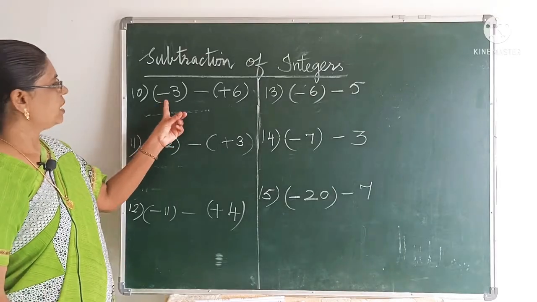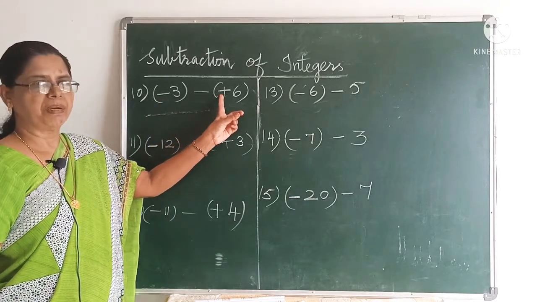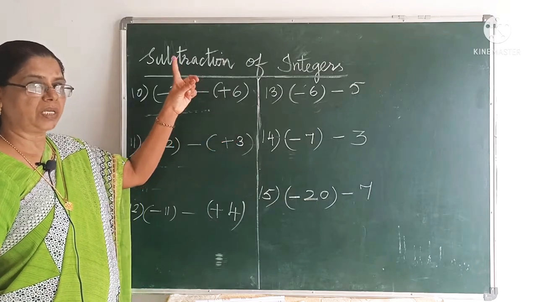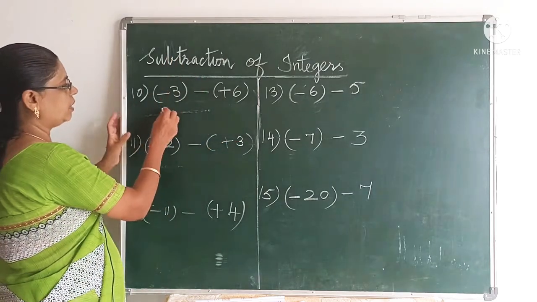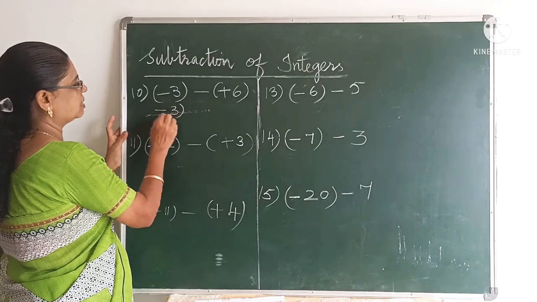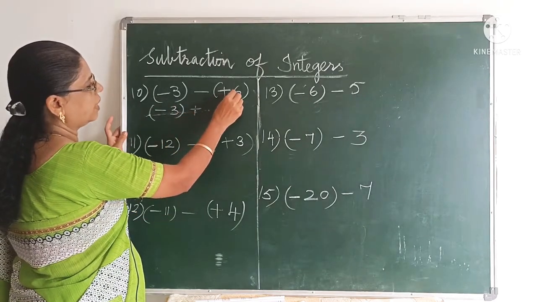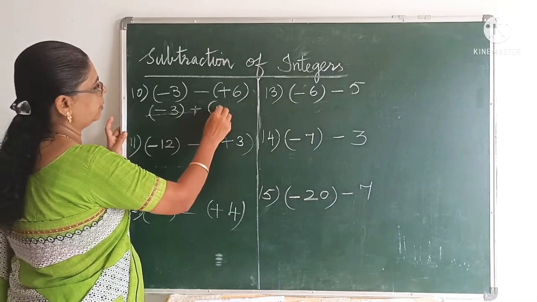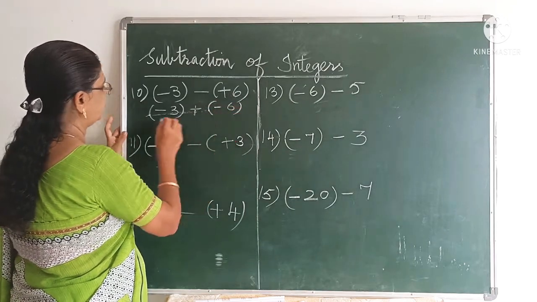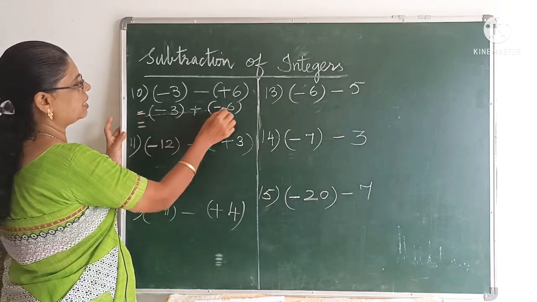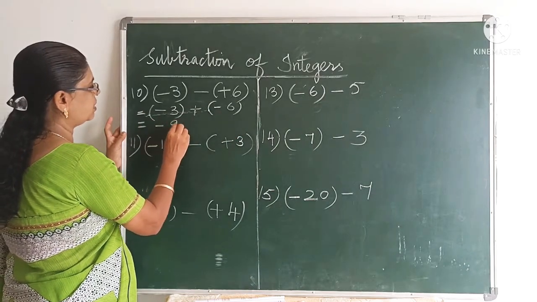Next, minus 3 minus plus 6. I have already taught you the method. Here you have to copy down the first number as it is, change minus sign into plus sign and write the opposite of the next number. It is minus 6. Now how will you add minus 3 and minus 6? It is minus 9.